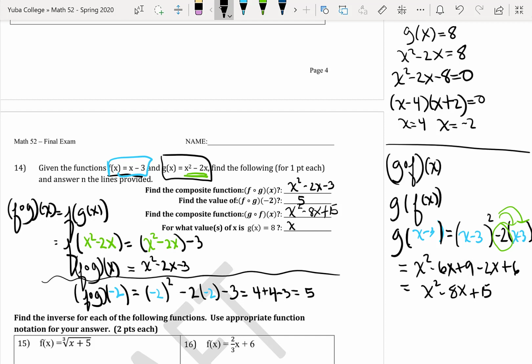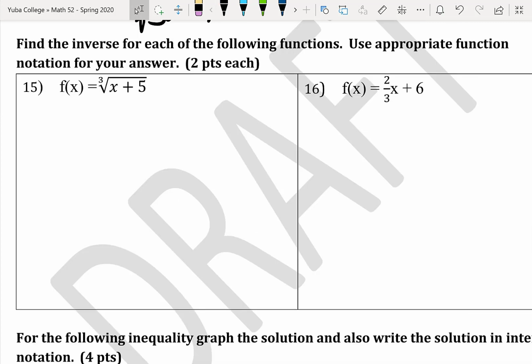So now we're looking at finding the inverse of these functions. So looking at this, to find the inverse function, let's rewrite our function notation as y. So instead of f of x, this is the same thing as y equals the cubed root of x plus 5.